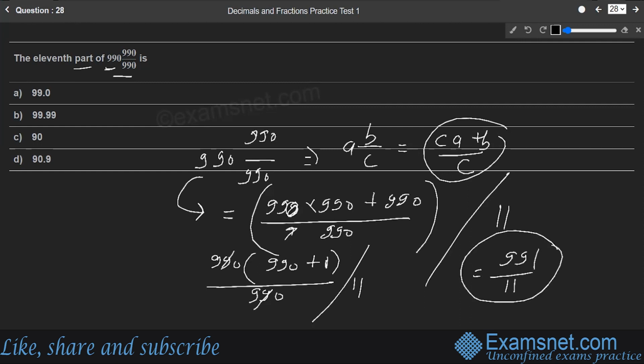So clearly we need to solve 991 by 11. 11 nines are 99. Then we are left with 1, so we apply a 0 here. 0.1, that is 100, can be divided by 11 as 11 nines are 99, again 90.9, and this will keep on continuing. So the right answer is coming as 90.9999, which can be approximated to just 90.9, and that is the right answer available with us.